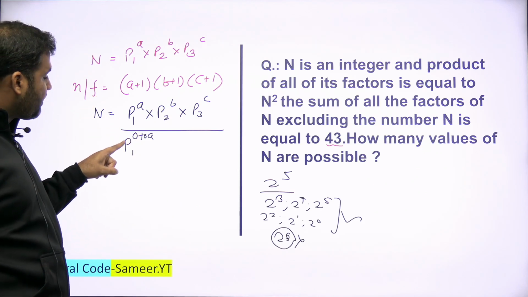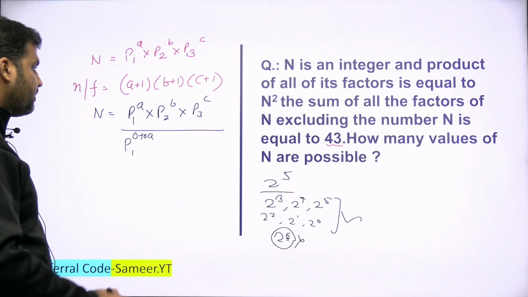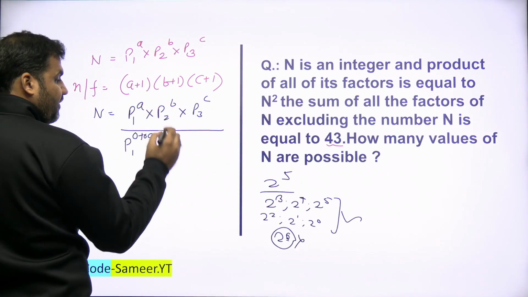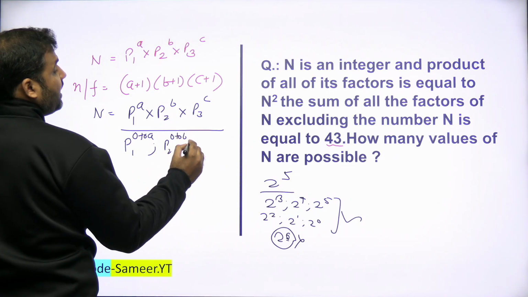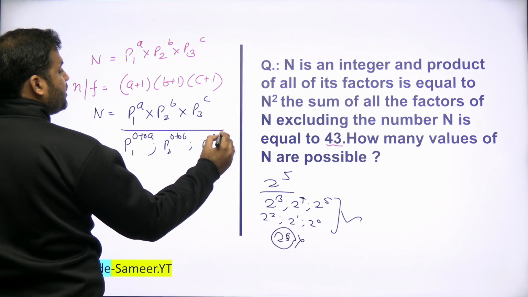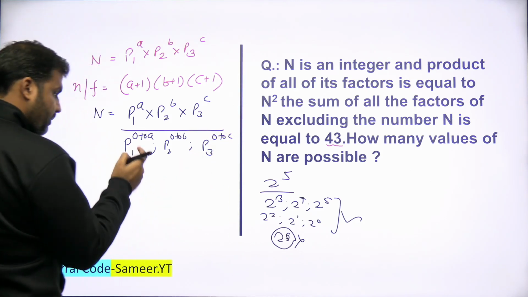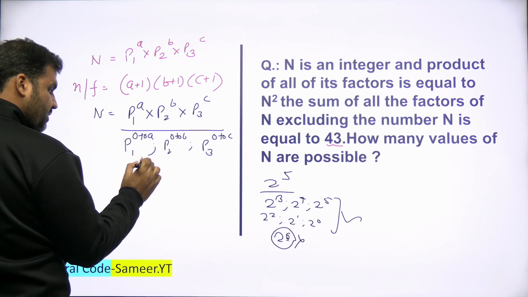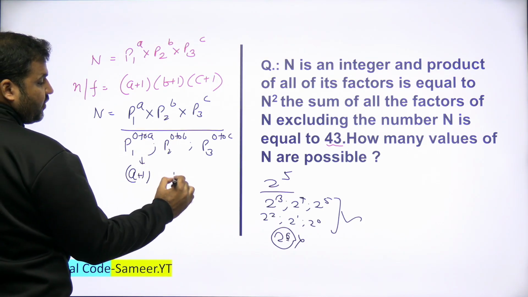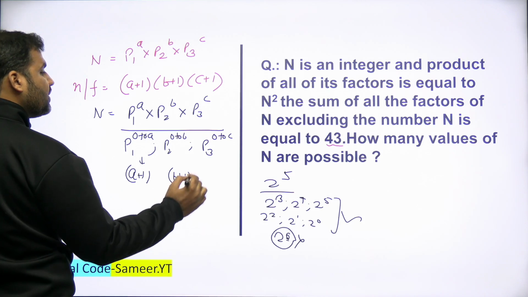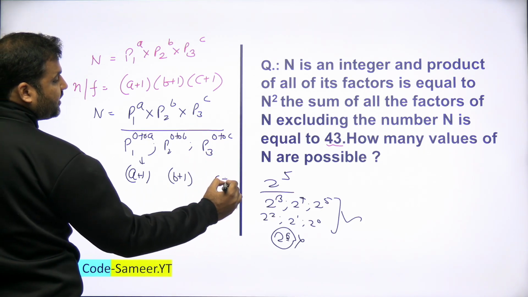Similarly here, any power of p1 from 0 to a will be a factor of this number. And any power of p2 from 0 to b will be a factor of this number. Also, any power of p3 from 0 to c will be a factor of this number. Now, p1 power from 0 to a means a total of a plus 1 powers. And here we have 0 to b, that means b plus 1 powers. And here 0 to c, we have c plus 1 powers.